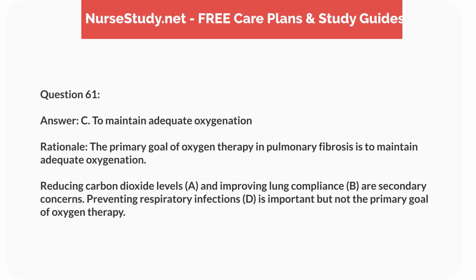Answer: C. To maintain adequate oxygenation. Rationale: the primary goal of oxygen therapy in pulmonary fibrosis is to maintain adequate oxygenation. Reducing carbon dioxide levels, A, and improving lung compliance, B, are secondary concerns. Preventing respiratory infections, D, is important but not the primary goal of oxygen therapy.